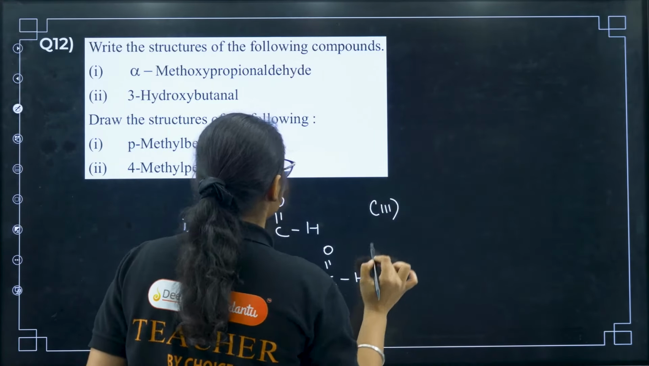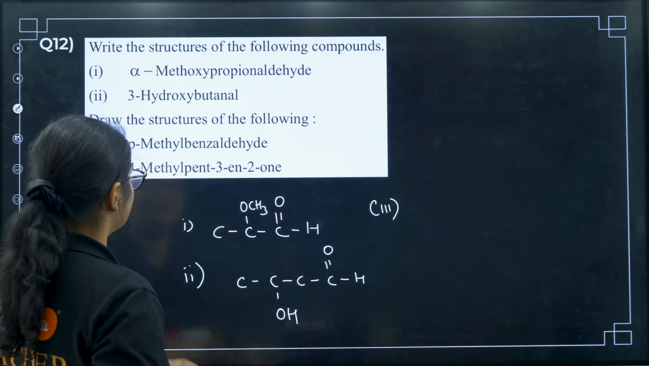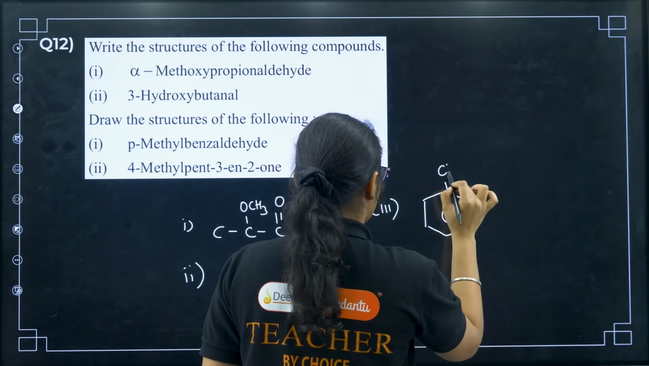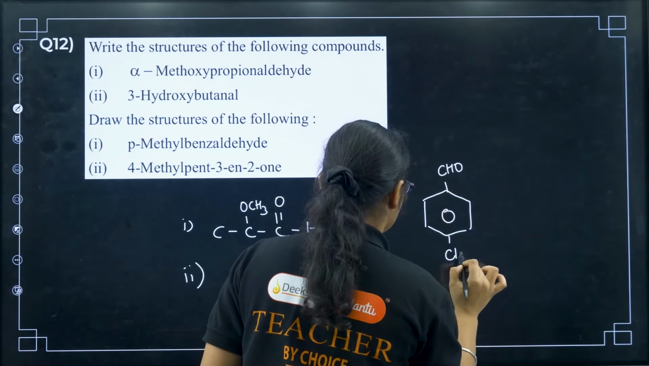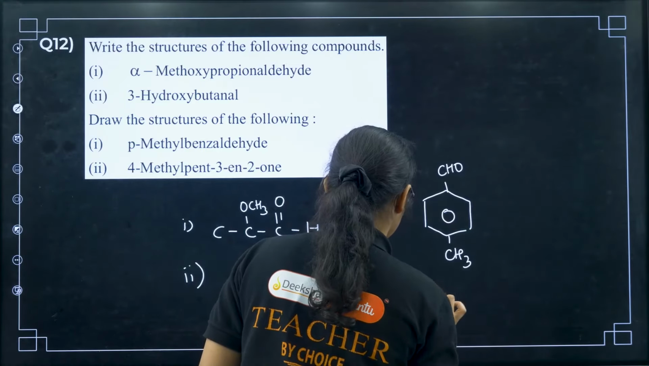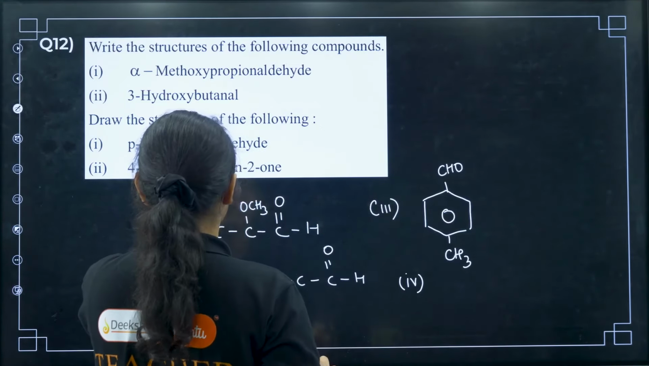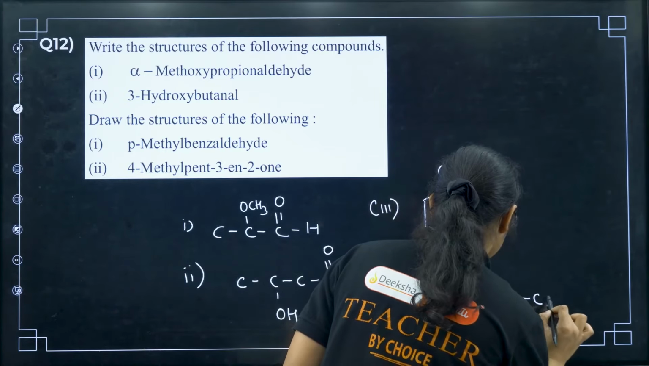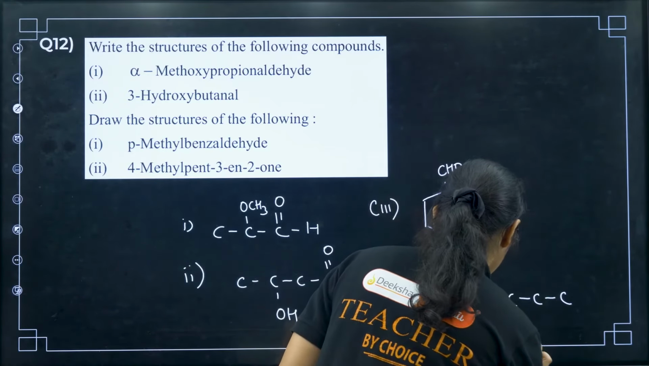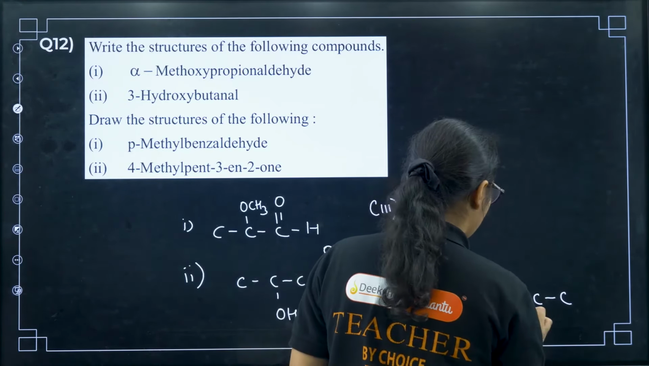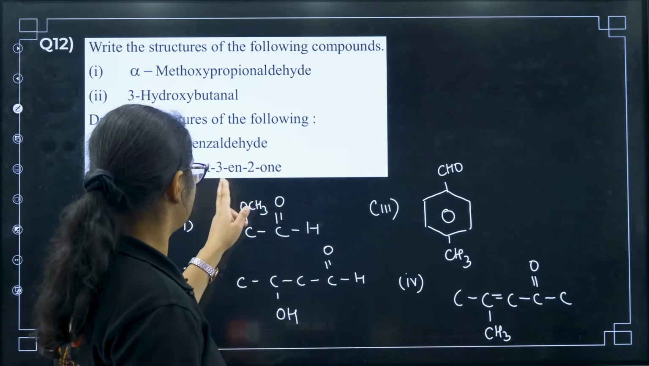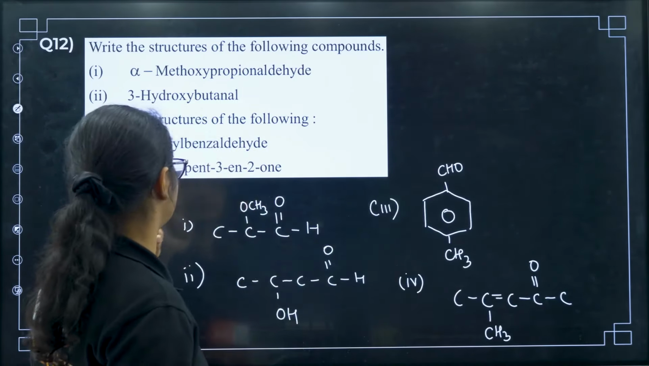Next, the third one is para-methyl benzaldehyde. This is very simple. You have benzaldehyde, and on the para position you have a methyl group. Next, the fourth one is 4-methylpent-3-en-2-one. Okay, so we have 4-methyl, pent-3-en and 2-one. So 4-methylpent-3-en-2-one.